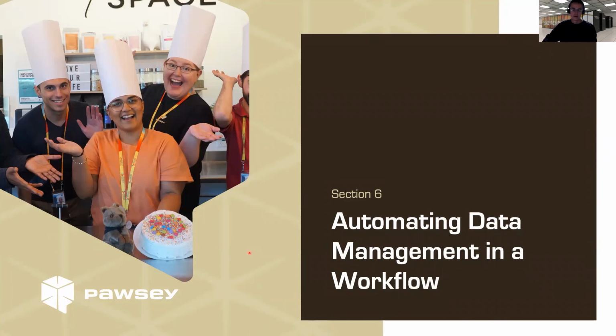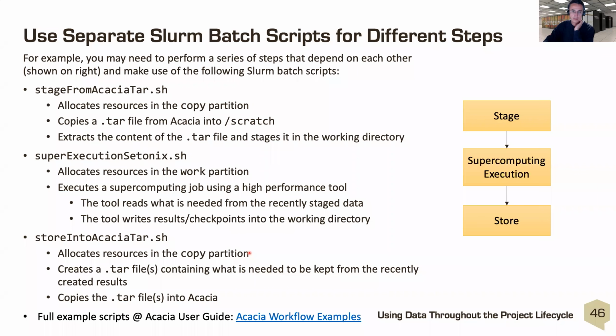And we want to automate things. So the way to automate the processes is to use Slurm batch scripts. The recommendation is to use different batch scripts that can be chained together into different steps if needed, but can also be used separately as a single step or task that needs to be done at a certain point in time.